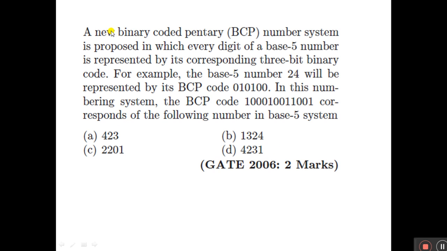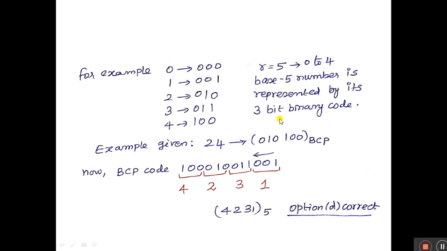The question is about the binary coded Pantary number system. Its base is 5. It is represented in terms of 3-bit binary. They have given the example also: base 5 number 24, and its binary value. They are asking to find the base 5 number for the given binary coded Pantary code. Let us see the solution.